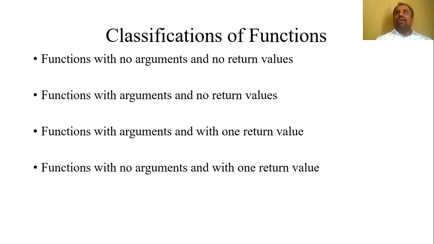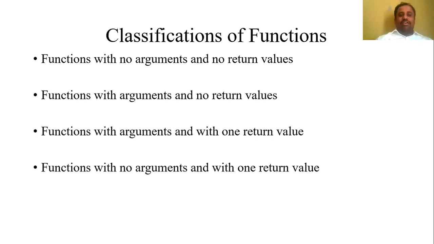For example, you are going to a marriage function, to which they have invited you. You are not taking any gift for them, and similarly they also won't give any gift to you. Without any gift you are going, and they are not giving any gift to you. That is what is called without argument, without return value.